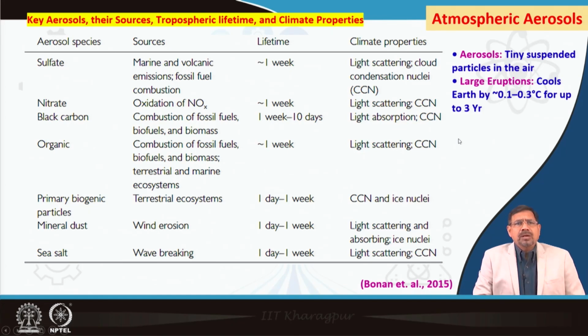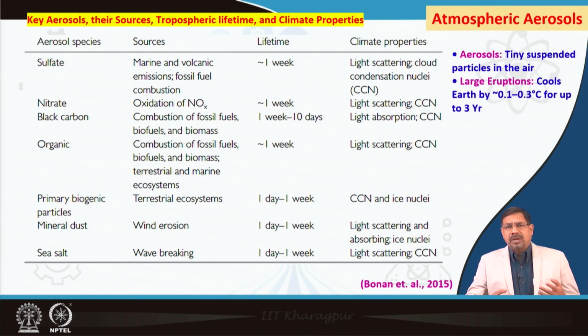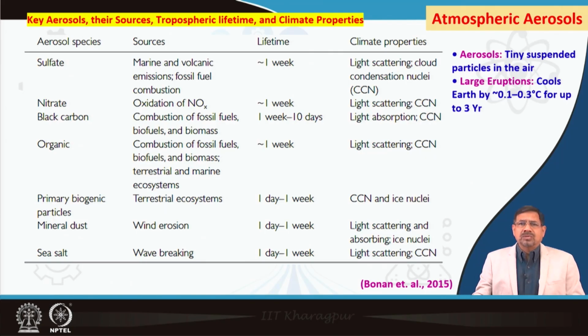Now, let us move on to the aerosols, their sources, tropospheric lifetime and climate properties. Aerosols are very tiny suspended particles in the air. Large eruptions cool the earth by about 0.1 to 0.3 degree centigrade for up to 3 years. So, friends, history says that a lot of our deserts were formed when we had a lot of aerosols and a lot of eruptions and all those things.